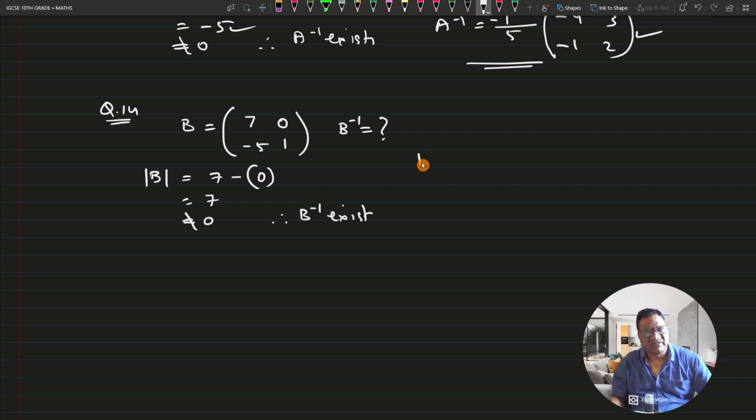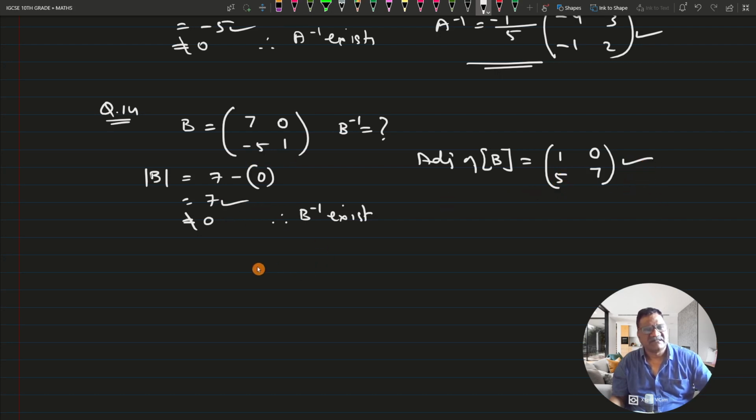Now let us find the adjoint of the matrix B. The adjoint of the matrix B by the shortcut method will be this 1 and 7. I'll swap the positions and write it as 1 and 7. And here 0, because 0 has neither a positive nor a negative sign, so no need of changing any sign, just write a 0 over here. And here you have to change the sign from minus 5 to plus 5. So this is the adjoint of the matrix B.